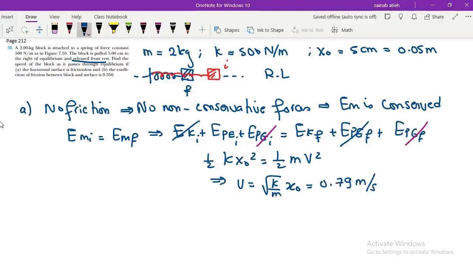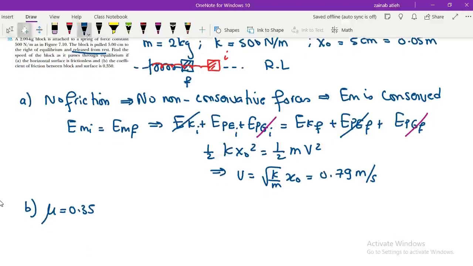In the second case, he says the coefficient of friction between the block and the surface is 0.35. So he's giving us friction. There is friction; mu is equal to 0.35. Every time, there is friction.